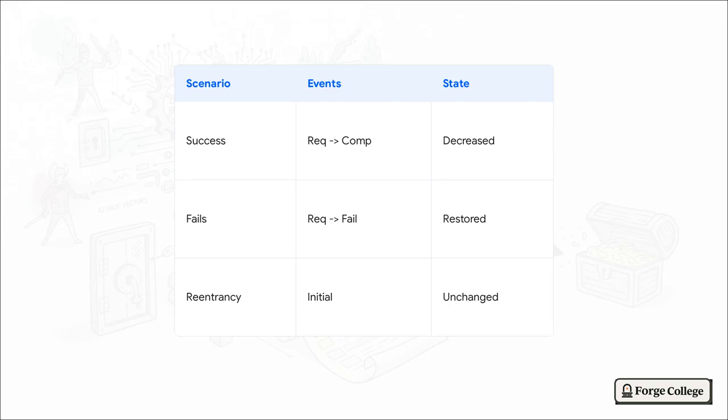For a successful transfer, we expect to see the requested event followed immediately by the completed event, and obviously the balance decreases. If the transfer fails, well, we should see requested followed by failed, and that balance gets restored to its original amount. And if someone attempts a sneaky reentrancy attack or guard blocks it, we only see the initial events, and that balance remains safely unchanged. If your local tests match this grid right here, your vault is rock solid.